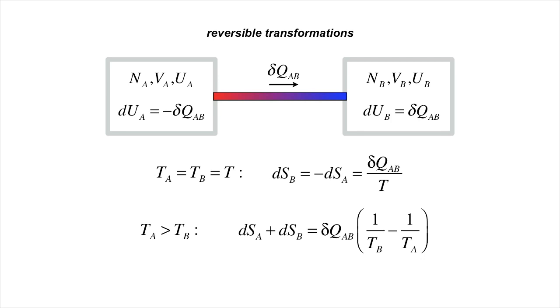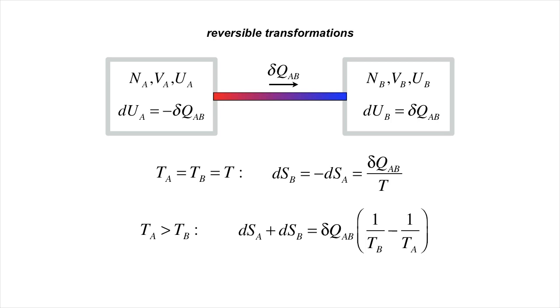However, if T_A is greater than T_B, the net entropy change is positive, given by the difference in reciprocal temperature between systems B and A. Since the combined system is isolated, this entropy must have been generated inside the combined system. But where exactly is this new entropy created? And where does it reside within our system after it is generated?